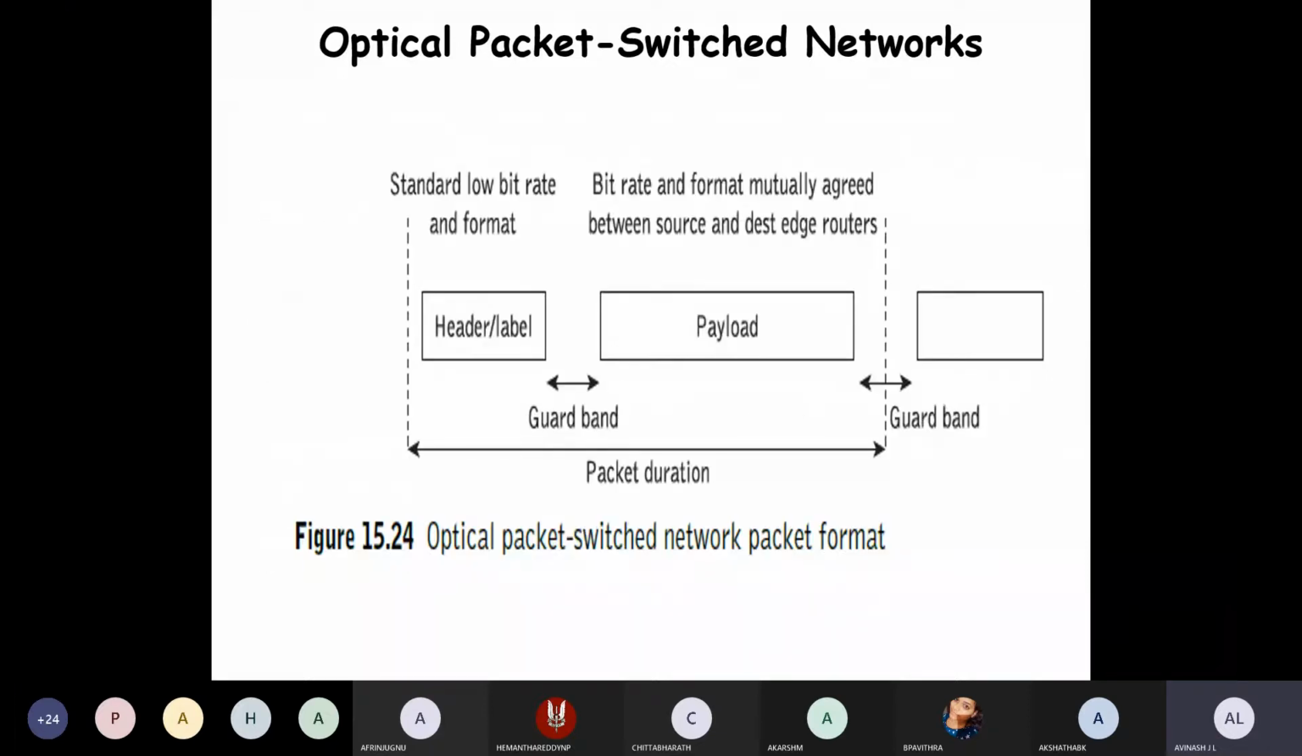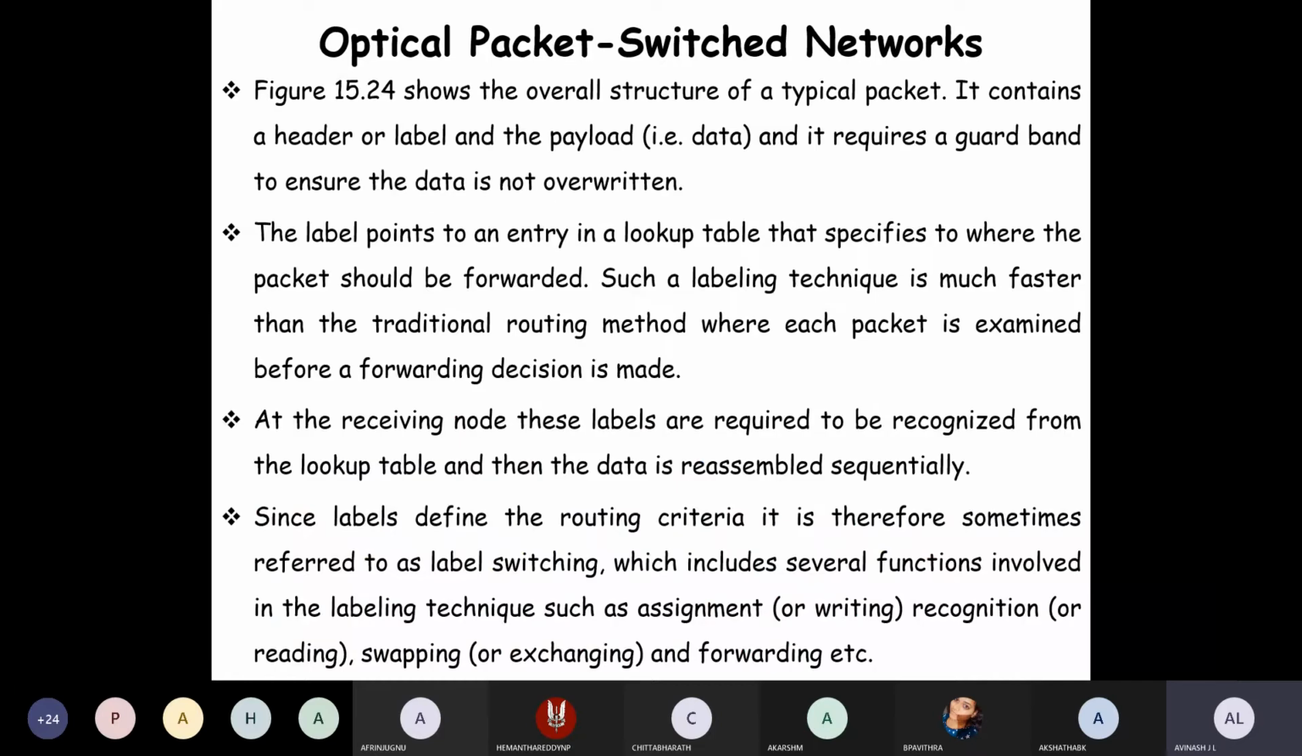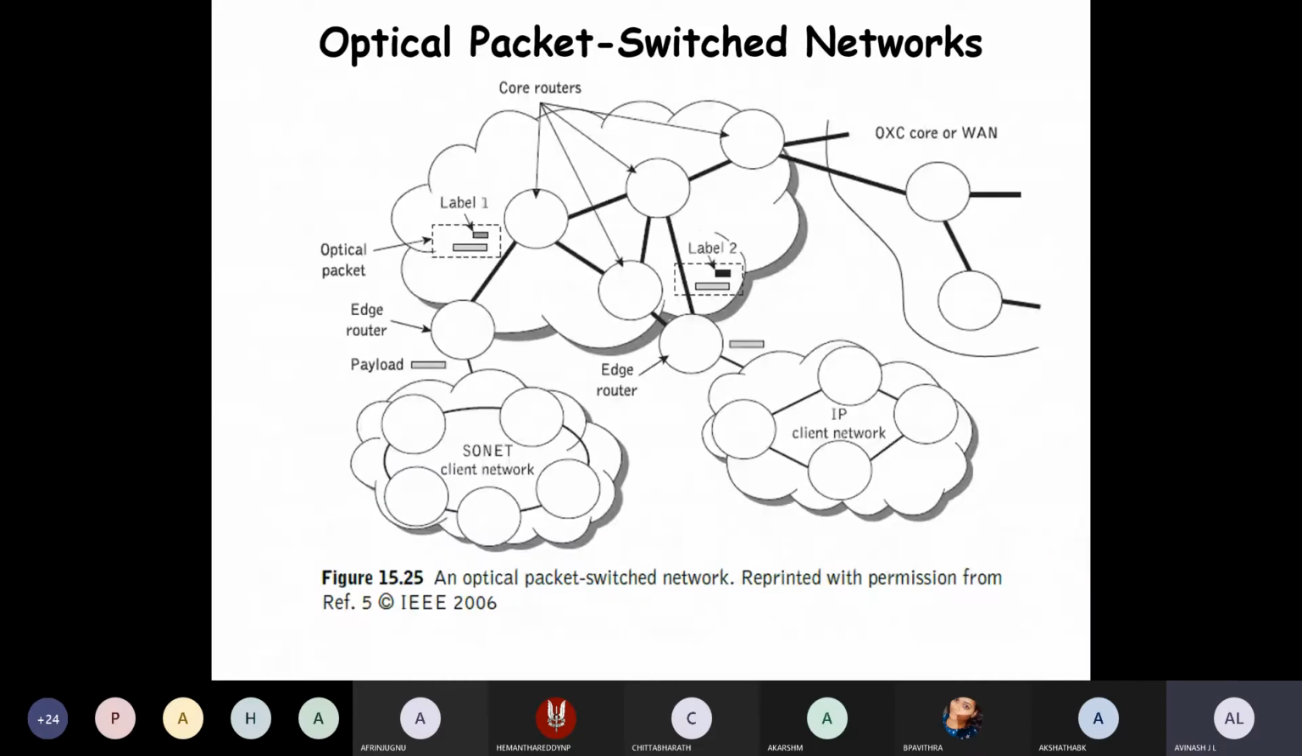When we are talking about the optical packet switched network format, you have to see that a header or label will be there, then the guard band will be present, and the payload will be present. Between one packet duration and another packet duration, once again the guard band is available. You can see this in the diagram of the optical packet switch network.